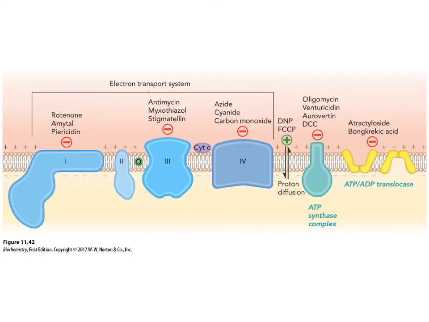In this slide, you can see several other inhibitors of electron transport. So here, you need to know rotenone. Rotenone is used as rat poison. Rotenone is going to inhibit complex 1, so it also inhibits proton pumping. Antimycin, you need to know, is going to inhibit complex 3. And then you need to know azide, cyanide, and carbon monoxide all inhibit complex 4.